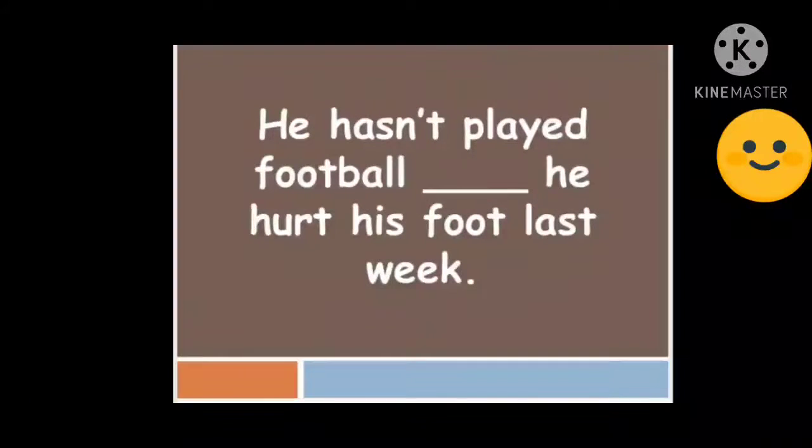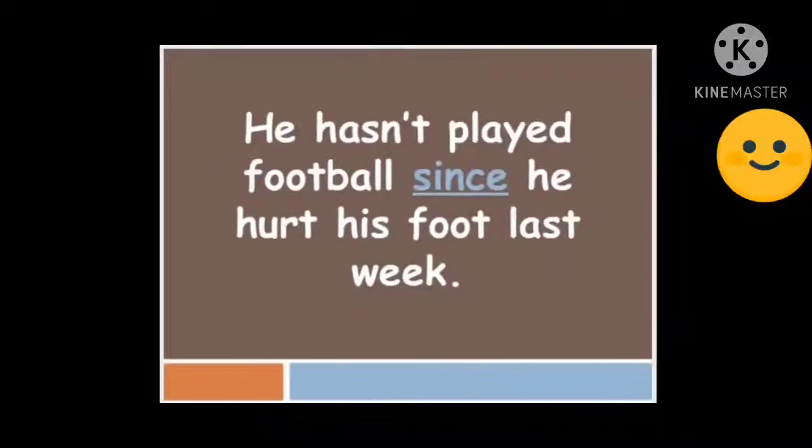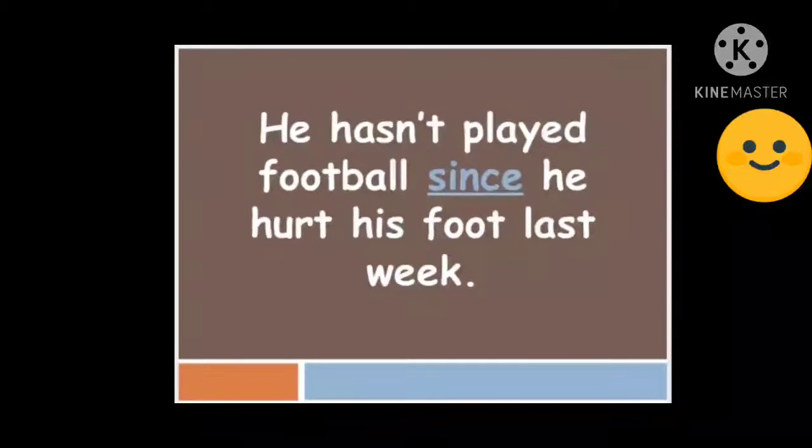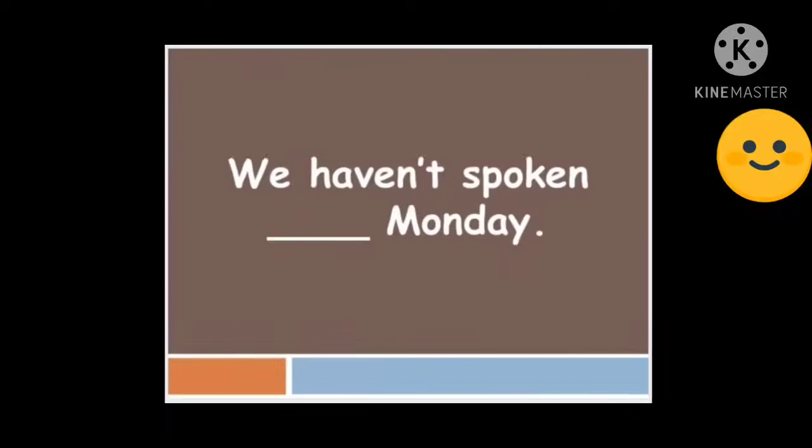He hasn't played football dash he hurt his foot last week. So from when he stopped playing football dash he hurt his foot last week. So last week, generally if this kind of phrases are given, that means which convey or tell us the beginning of the action, then we consider this as point of time and go with since. Let us see the answer. He hasn't played football since he hurt his foot last week. That means he stopped playing since then.